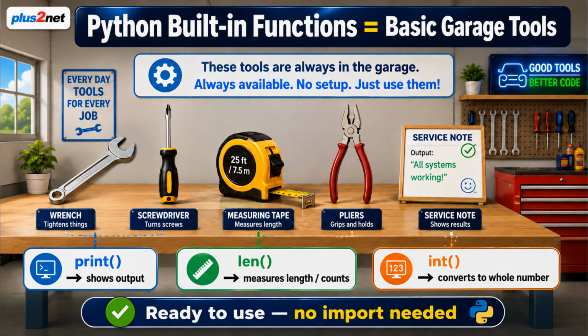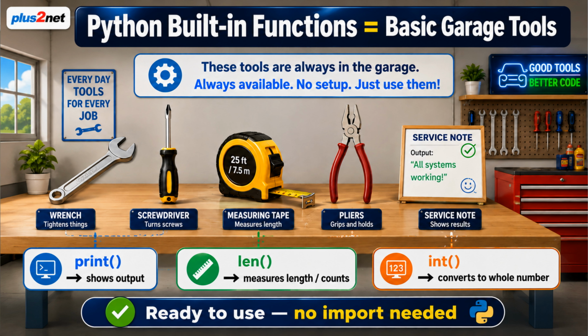To understand it better, let's take the example of a car garage. We have taken our vehicle to the garage and found some basic tools lying there. Our Python built-in functions are the same as the basic garage tools. These tools are always in the garage, always available, no setup is required, just use them. These are everyday tools. For example, in Python we use print to show the output, len for measurement, or int to convert a string to an integer. These functions are always ready to use, no import is needed.